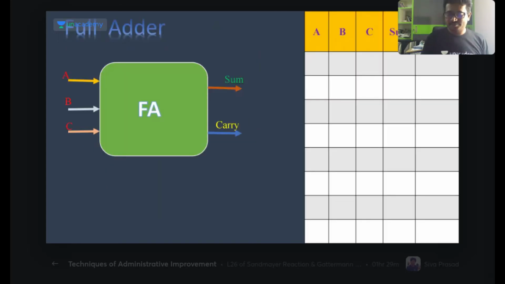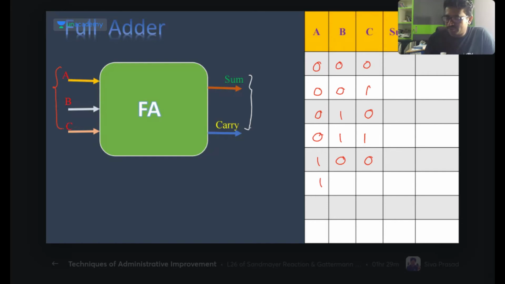Next, we'll see the full adder. Full adder. How many inputs does a full adder have? 3 inputs, and 2 outputs: sum and carry. Let us see all the possible combinations here: 0 0 0, 0 0 1, 0 1 0, 0 1 1, 1 0 0, 1 0 1, 1 1 0, 1 1 1. Okay, these are the inputs.